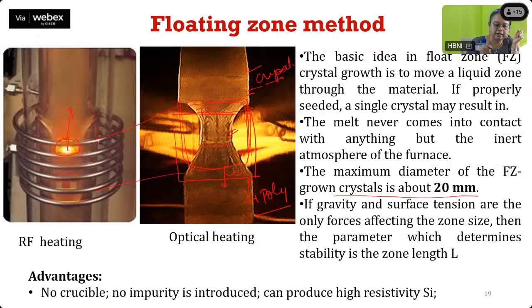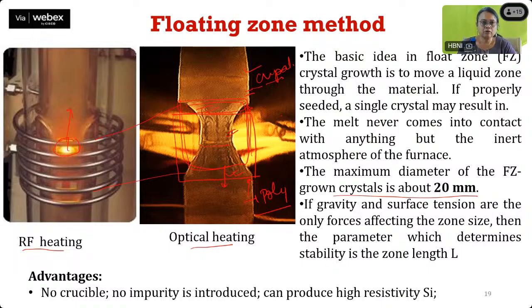The heating arrangement here can be done by two methods. One is this induction coil, which you can see here. The other is by using xenon lamps, and then it is called the optical float zone method. So optical heating or RF heating, these are the two kinds of heating used for the float zone method.